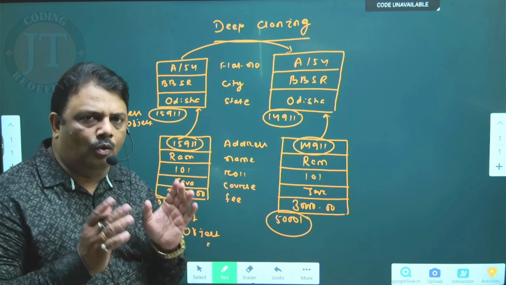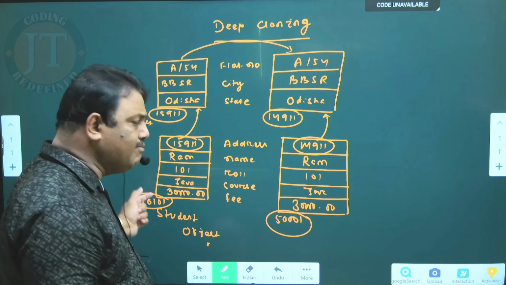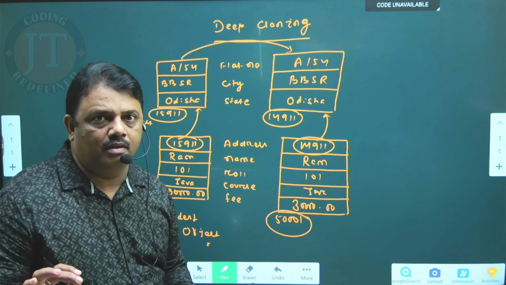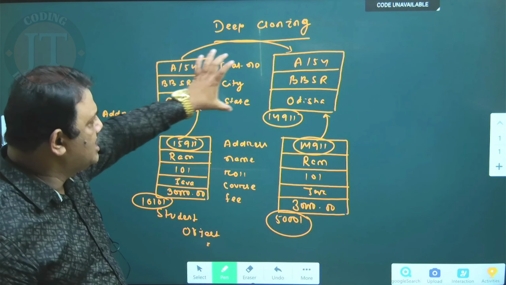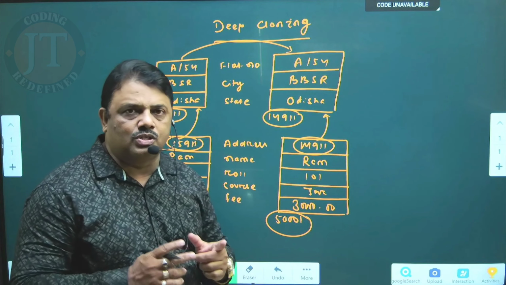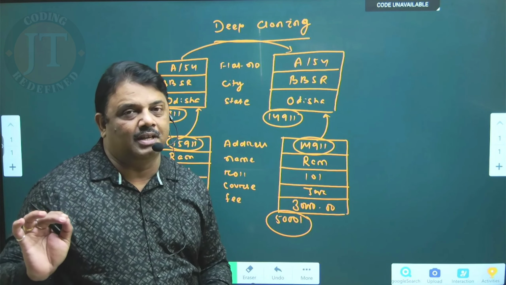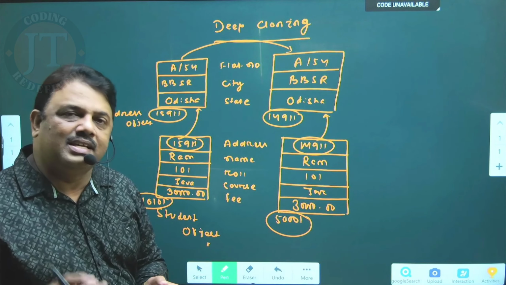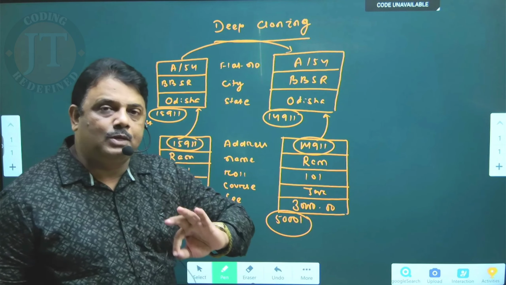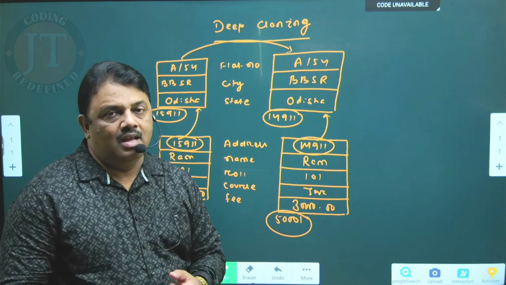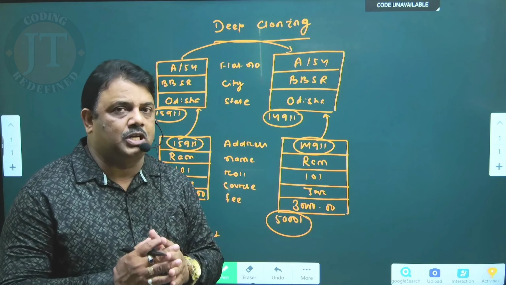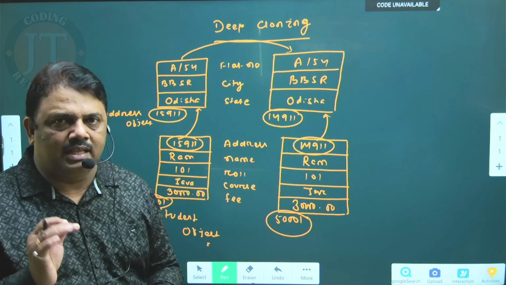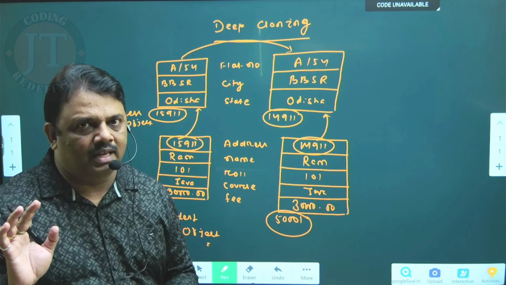In case of deep cloning, the Student object is not only cloned but also the internal object is cloned. For the Student object, the internal object is Address, and the Address object is also cloned. But remember one thing: for deep cloning there is a restriction. You have to override the clone method of which class? The Object class.